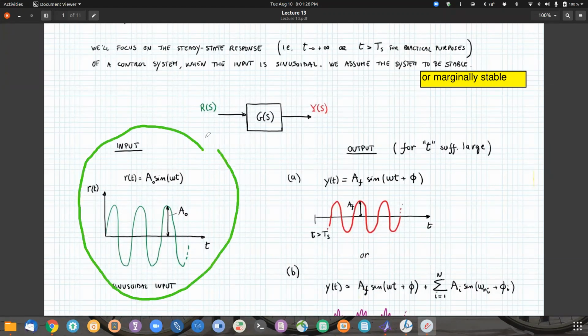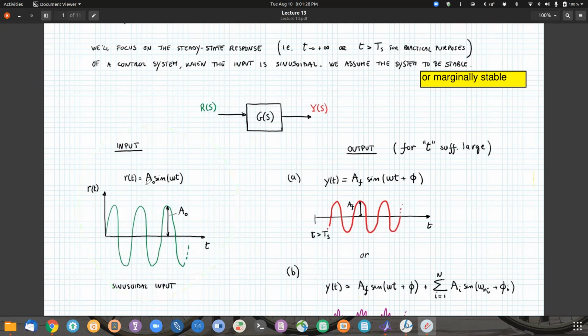Harmonic inputs, as we can see here on the left, are functions that are characterized by an amplitude, here a0, and then a frequency omega. So it's just your sine or cosine function. Here I just chose sine, but it's completely indifferent. You can choose also a cosine function. Sine and cosine functions are the same, just transposed by a phase of 90 degrees.